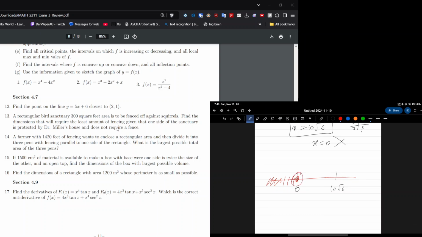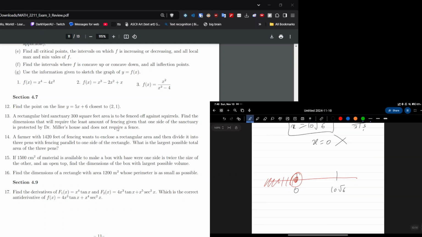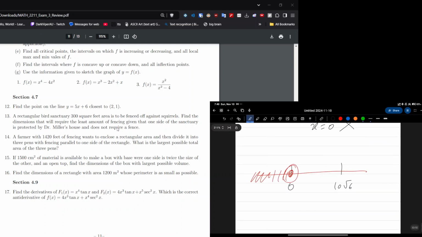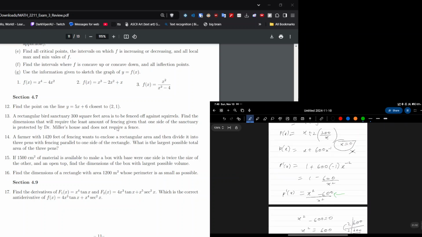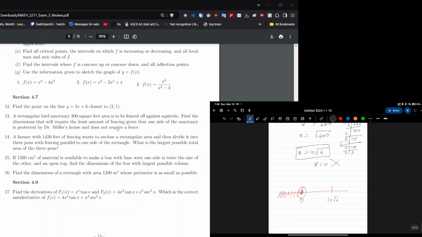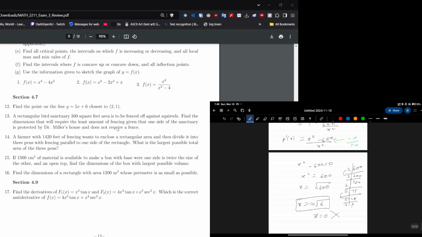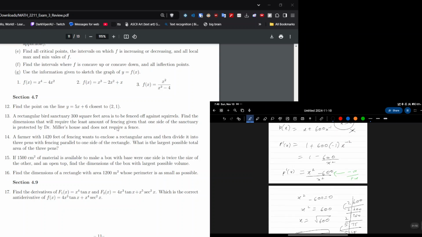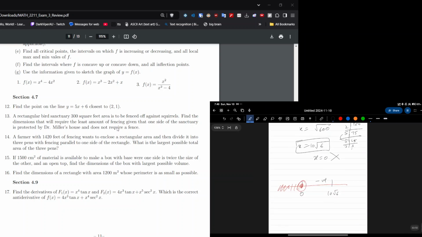Alright, so now let's focus on this region over here. Pick a number smaller than 10 root 6. Let's pick 1. If I plug in 1 over here, 1 minus 600, so that's negative on the top. On the bottom it's positive, so this region becomes negative. And if I plug a number bigger than 10 root 6, let's say 1 billion, 1 billion squared minus 600 is definitely positive. Positive over positive, it's positive. So this region becomes positive.